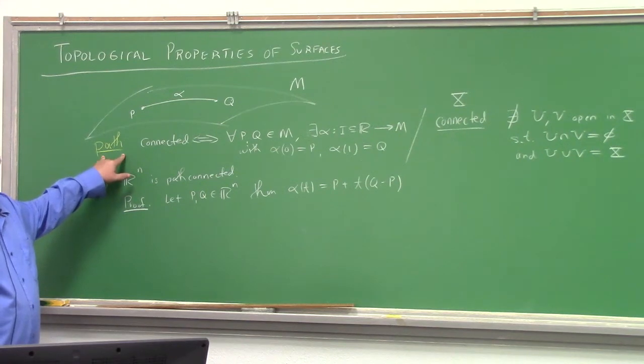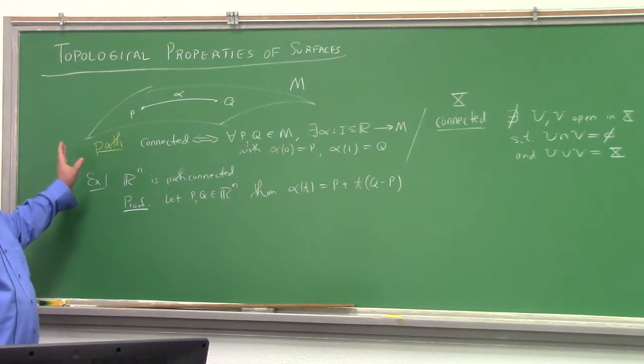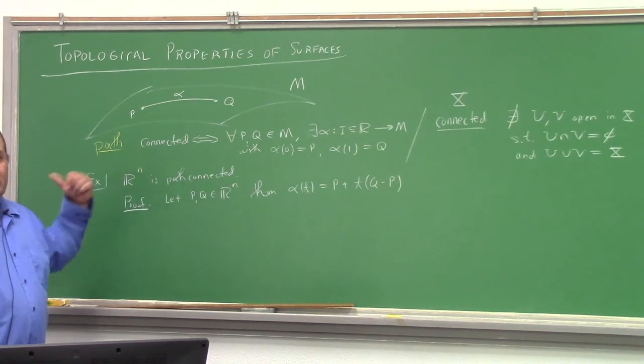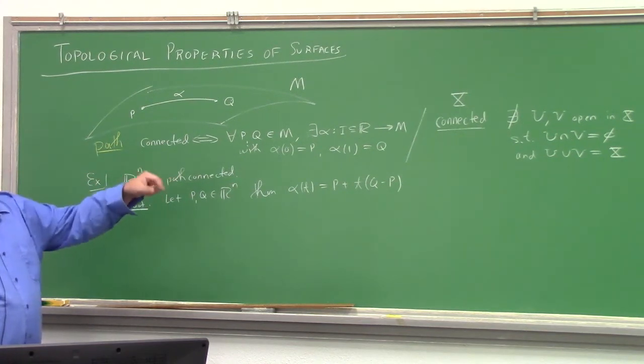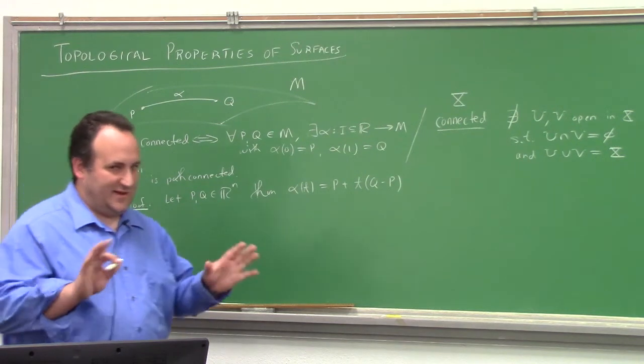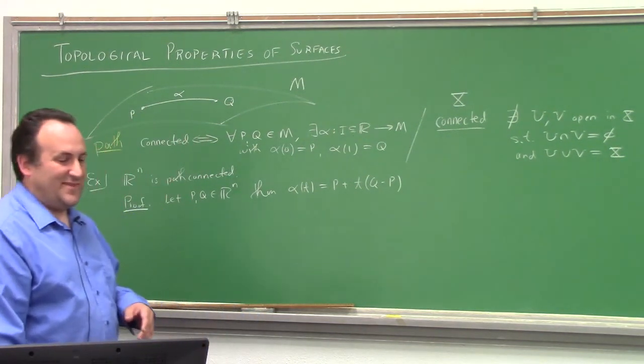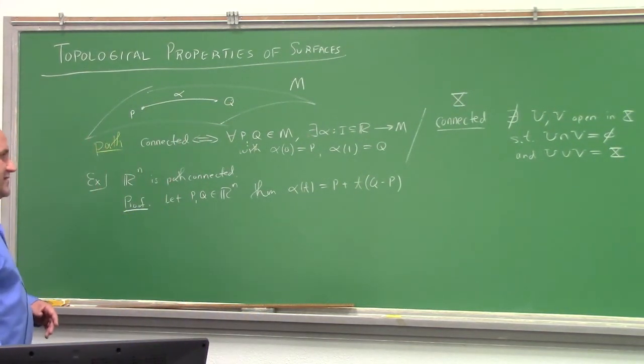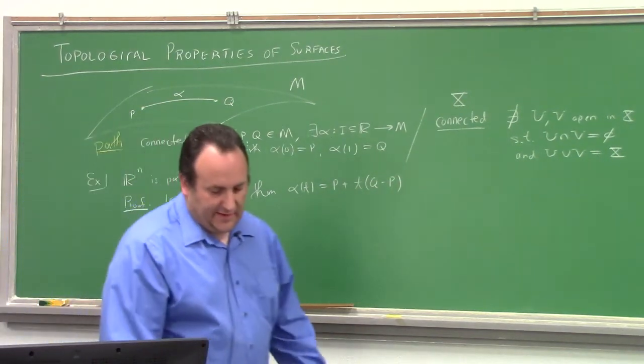Now, path connected implies connected, right? So it is always the case that a path connected space is connected, but the converse doesn't have to be true. There are connected spaces which are not path connected. I'll let you take a course in topology to see the example of that. It's called the topologist's sine curve, but anyway. So that's the first thing, connected.